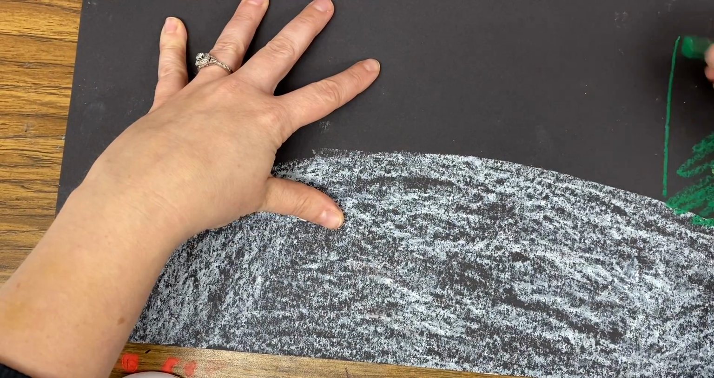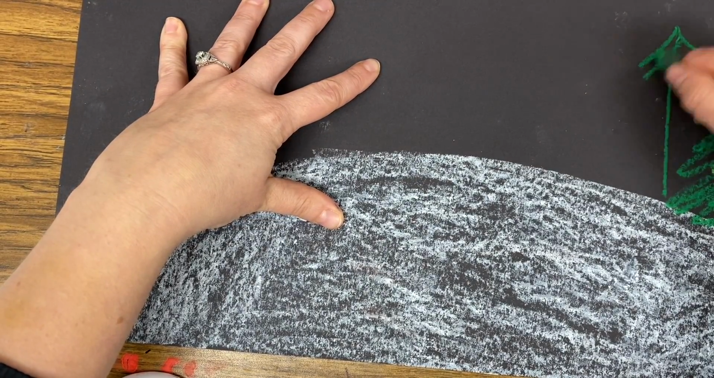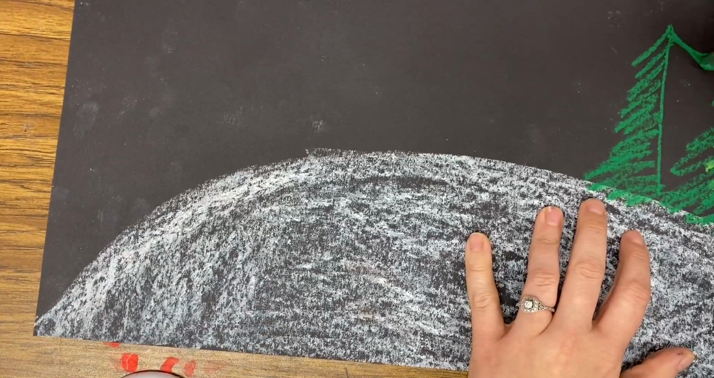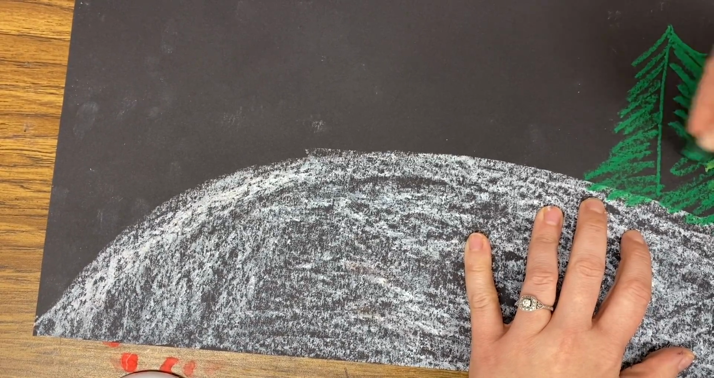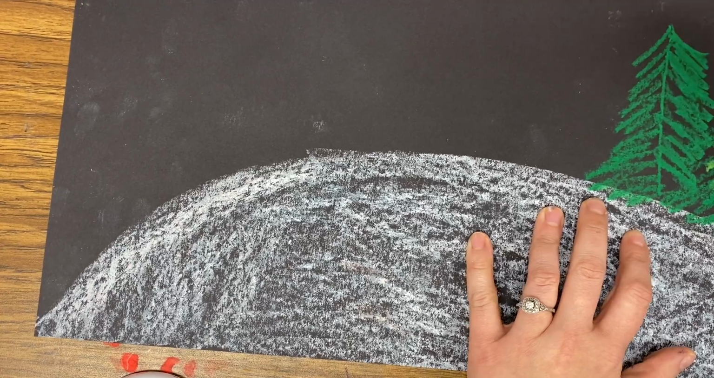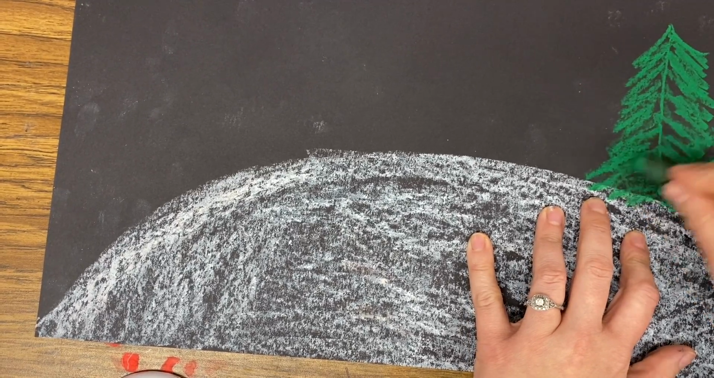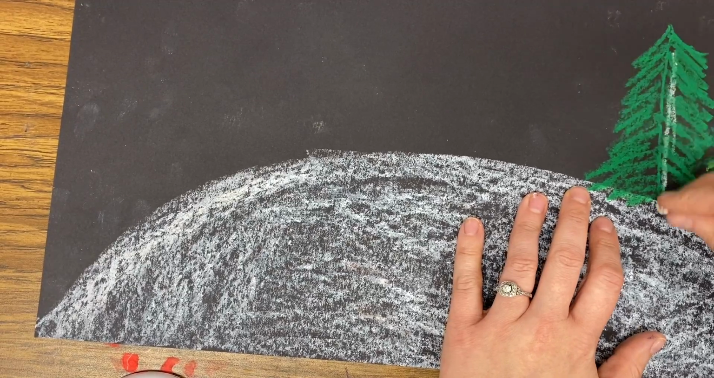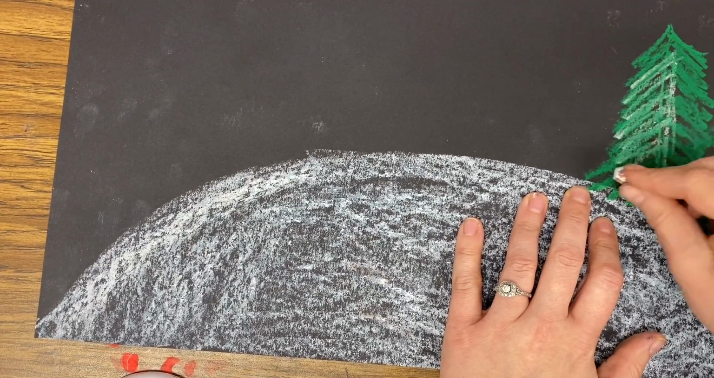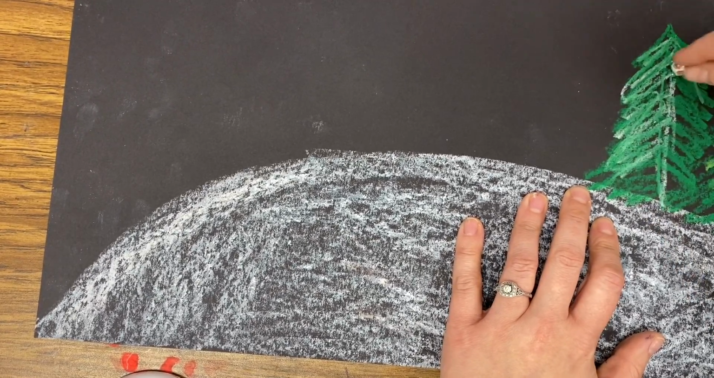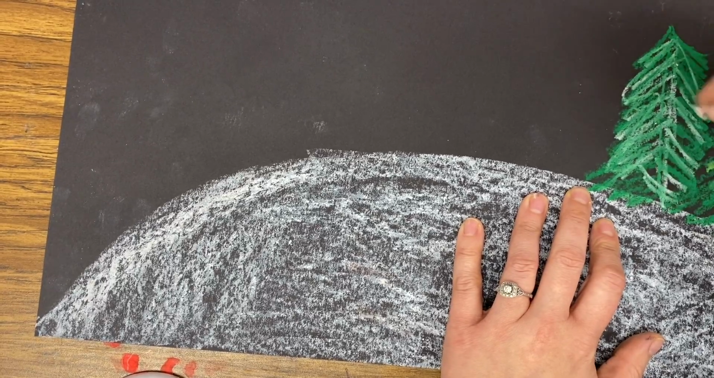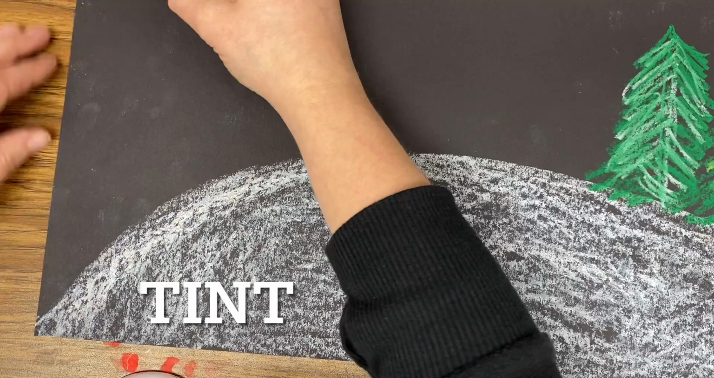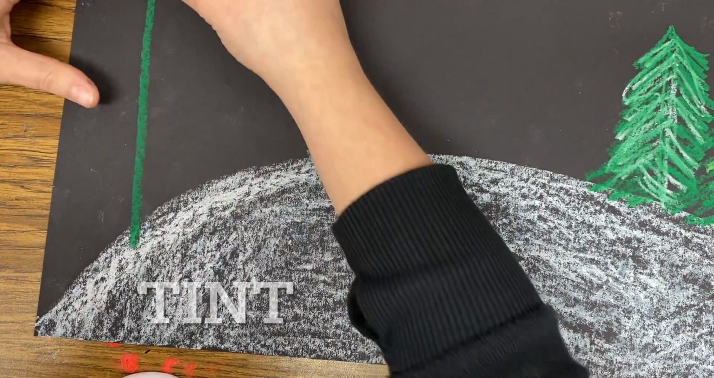Next to the tree that I just added, I'm making a smaller tree so that it looks like it's farther away back into space. So I just drew a straight line, and then I'm sketching in some of those pine needles, smaller at the top and bigger towards the bottom. And then I just added white on top of it to make a lighter color, which is called a tint. Anytime you add white to a color, you're tinting it and making the color lighter.